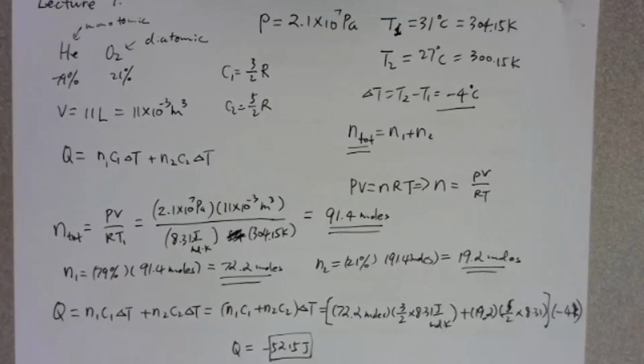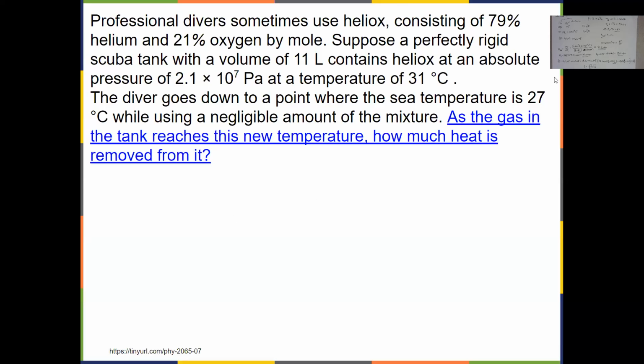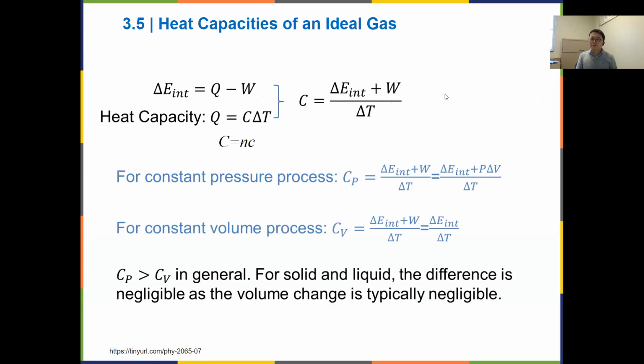So let's go back to the lecture slide and move on. Now let's take a look at the detail about the heat capacities of ideal gas. In the slides before, we have taken a look at the heat capacity for the constant volume process. Now you probably remember I mentioned the constant pressure process as well. If we have a constant pressure process, then we call the heat capacity C sub P, okay?